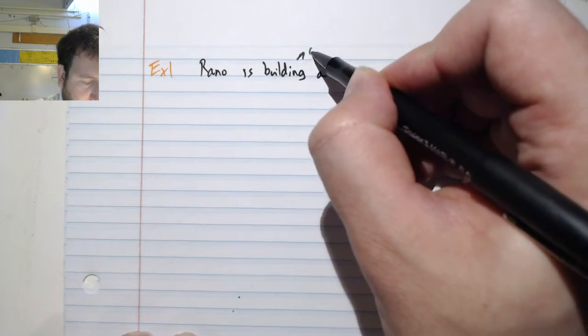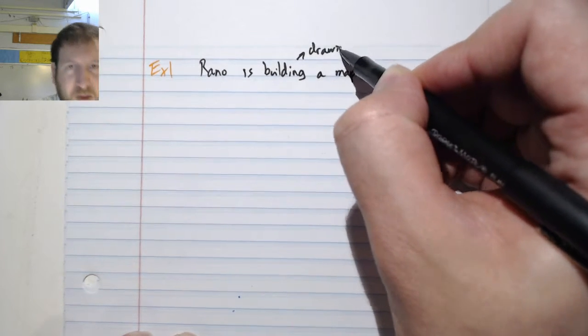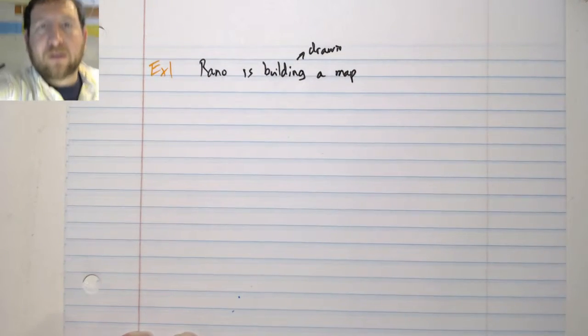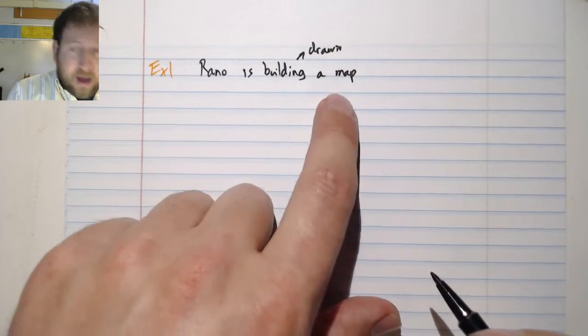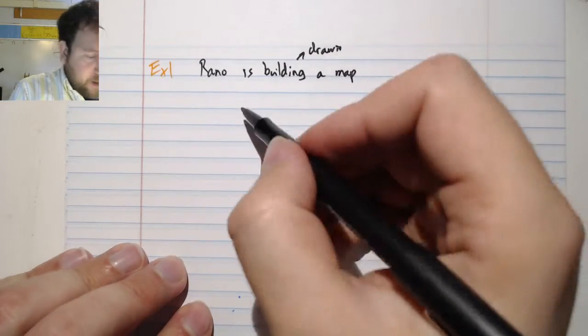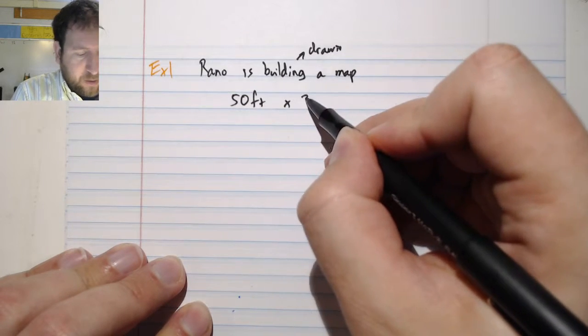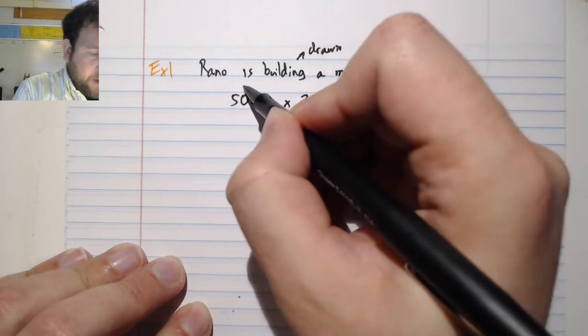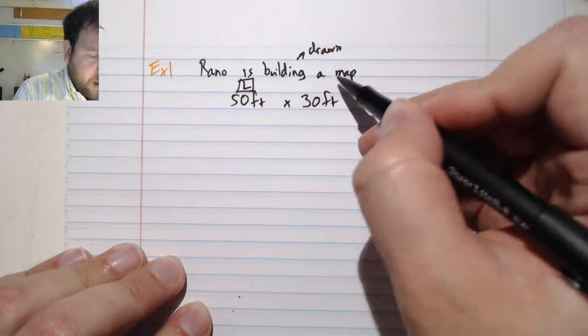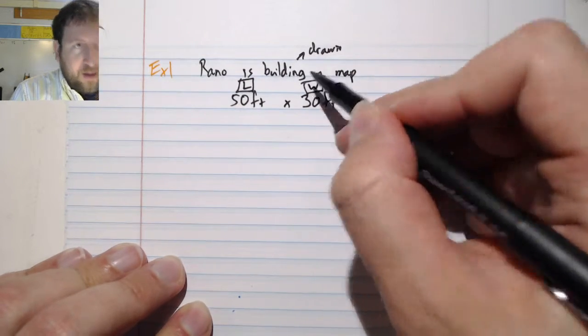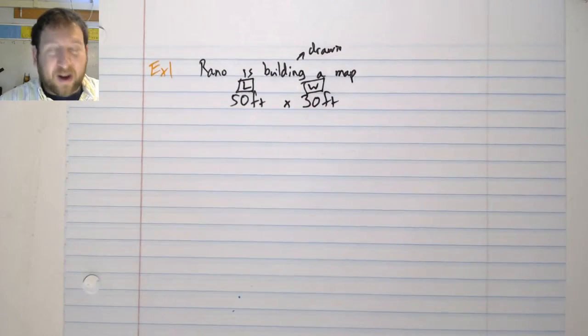Maybe he's more like drawing. He's not really building a map, like a model or something like that. That would be cool, though. And his backyard is 50 feet by 30 feet. And we can call this our length and our width. This should definitely remind us of earlier, doing our areas.